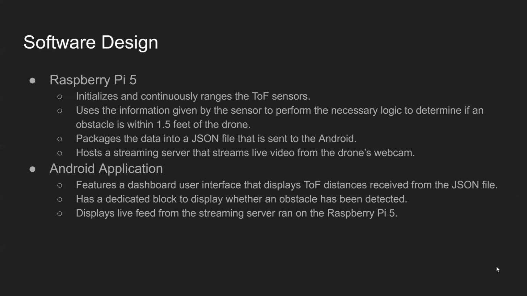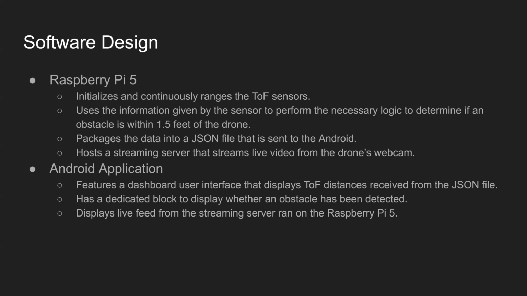Like mentioned earlier, we used two different software components. First being Raspberry Pi 5. So the Raspberry Pi 5 actually ran two scripts at once, with the first one initializing and continuously ranging the TOF sensors. The data from the TOF sensors was put through logic to determine whether any of the distances were below 1.5 feet of the drone. And once all this logic and the distances had been collected, they were packaged into a JSON file, which was sent to the Android device.